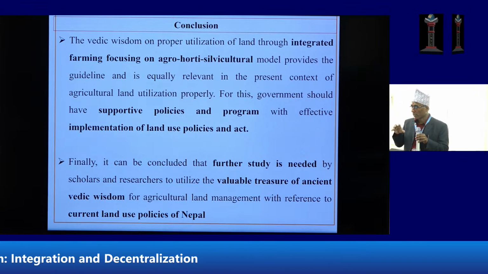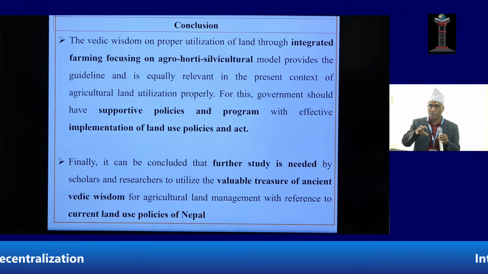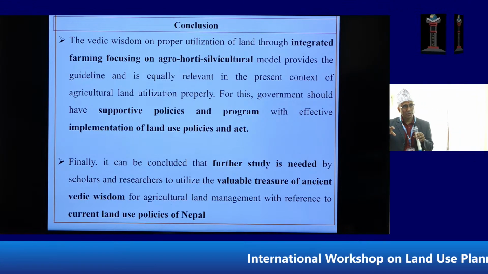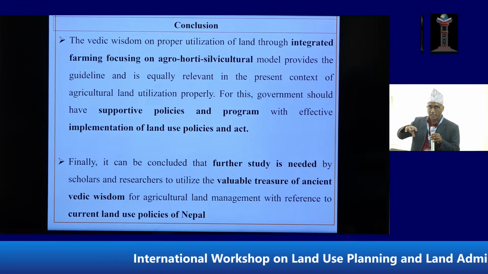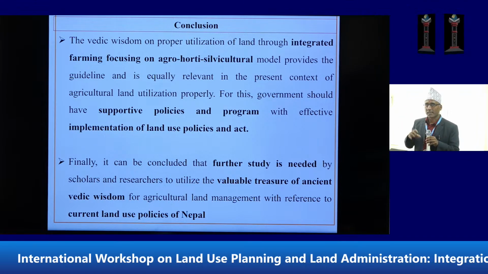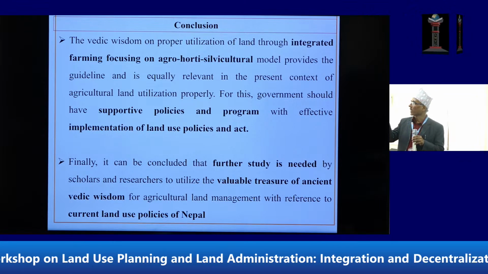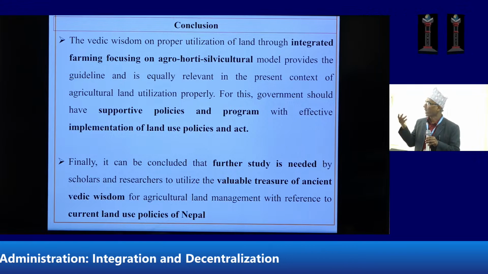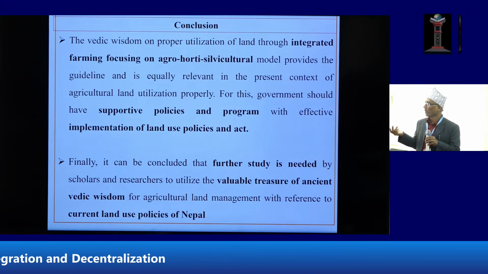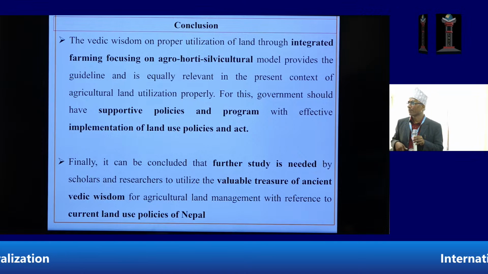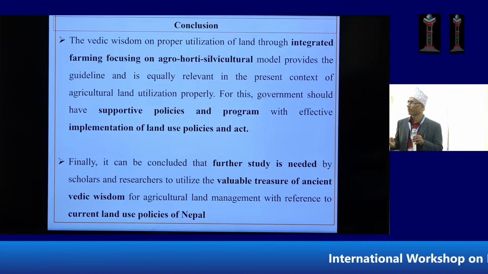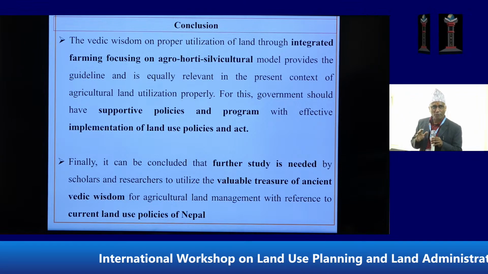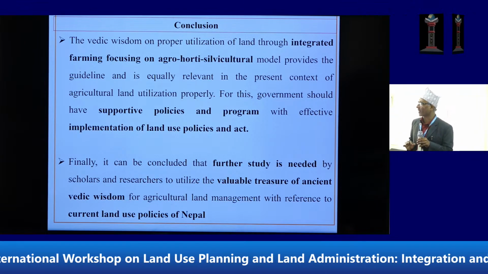And I have already shown there is a well-integrated agriculture, livestock, agroforestry, forestry, as well as the business sector in the overall development of the agriculture sector. That is explained in the Vedic text, and we can follow integrated farming, focusing on the agro-horticultural model. And for this, government should have supportive policies and programs with effective implementation of land use policies and acts. Finally, this is the final conclusion.